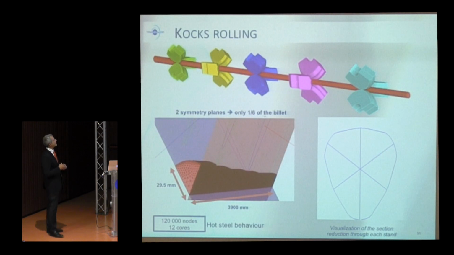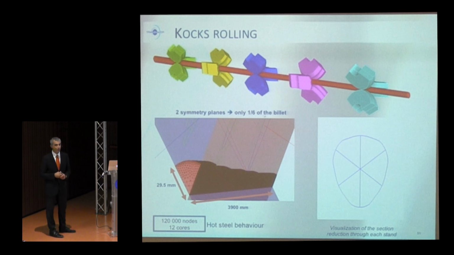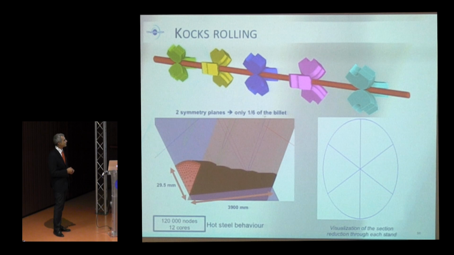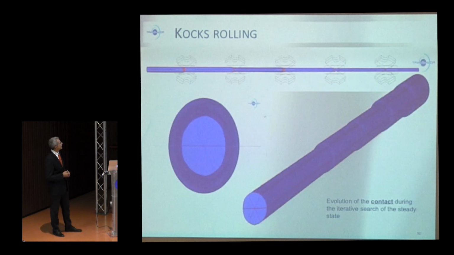So this is applied to the problem of multipass rolling, caliber rolling, where you see you have 5 passes. You can see the evolution of the bar during the process. Here you can see the iterations of the fixed point algorithm. You can see the evolution. This is the evolution of contact during the problem.